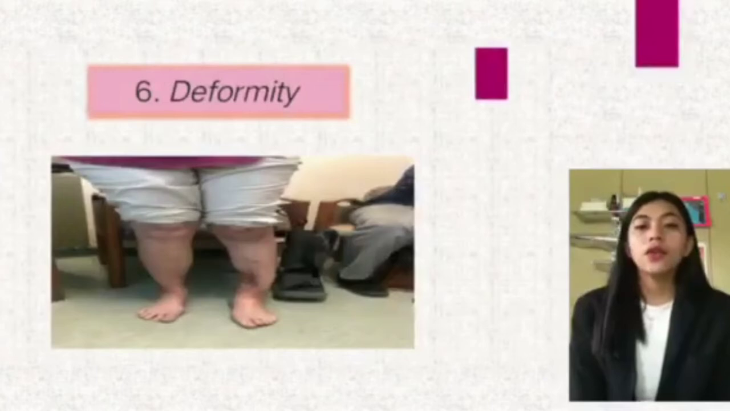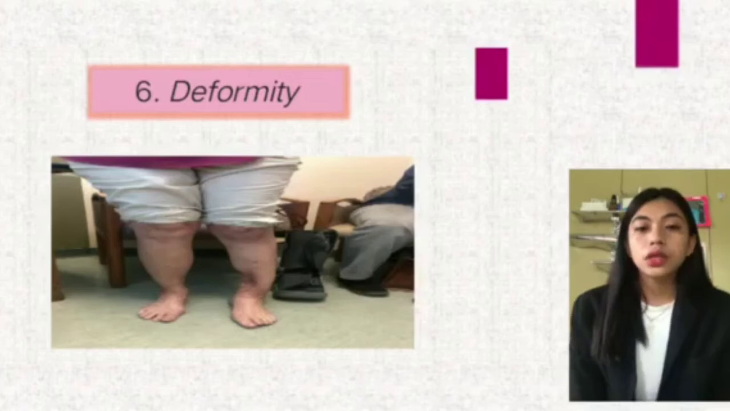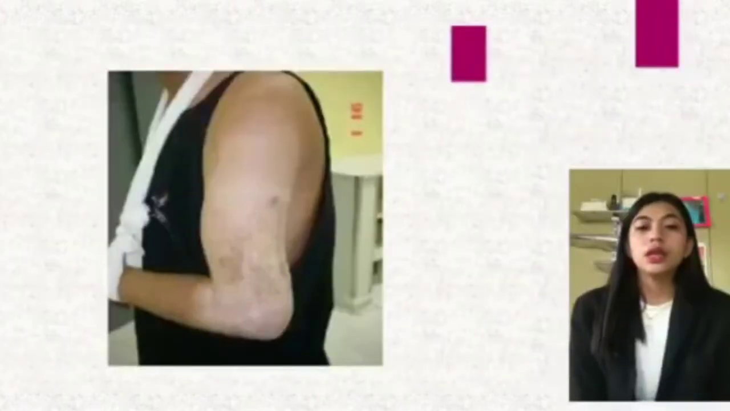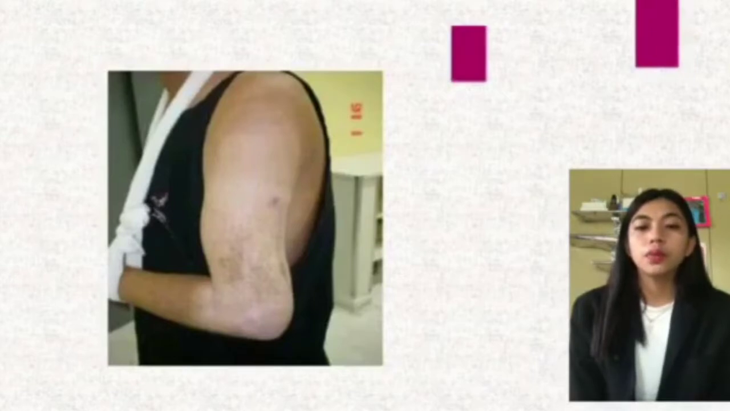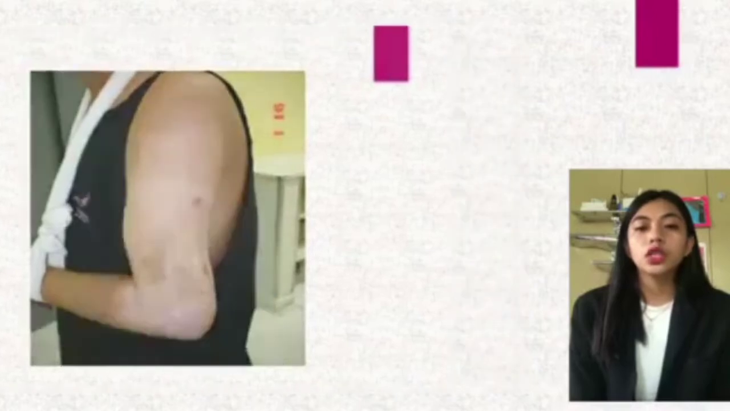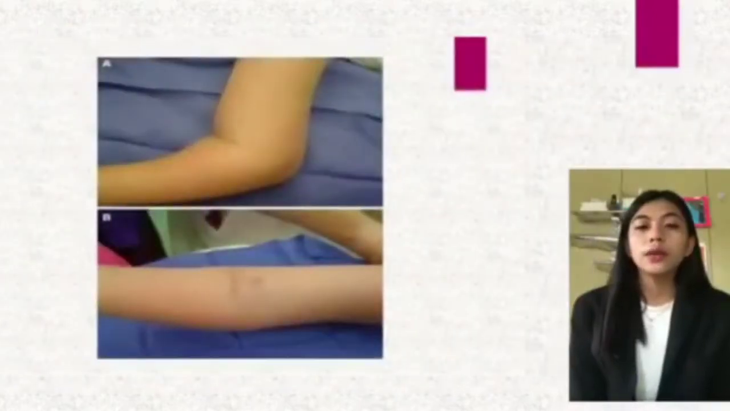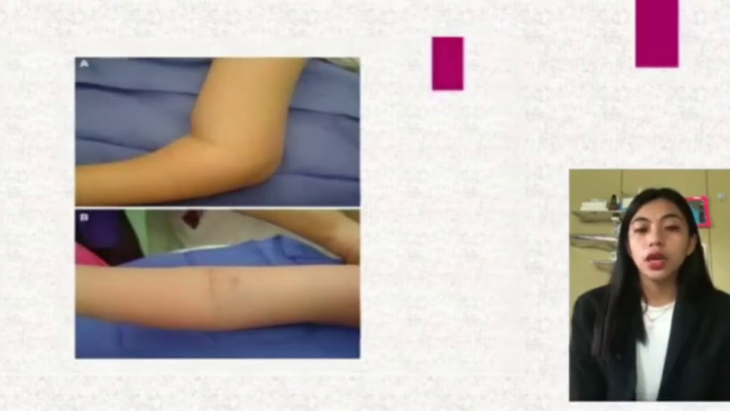Sixth, deformity. After a bone is broken or fractured, the body will start the healing process. The body part may appear deformed due to the displacement of the bone, the unnatural position of the extremity, or angulation where there is no joint. For example, the forearm is bent instead of straight.